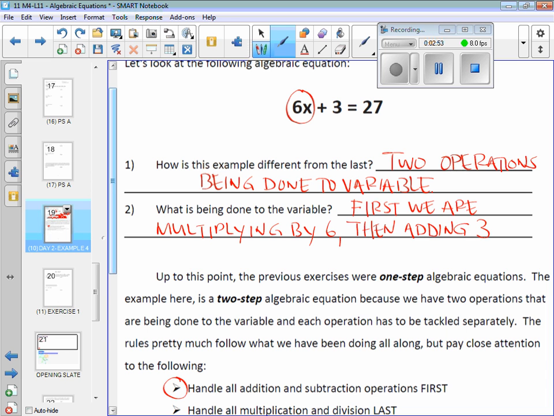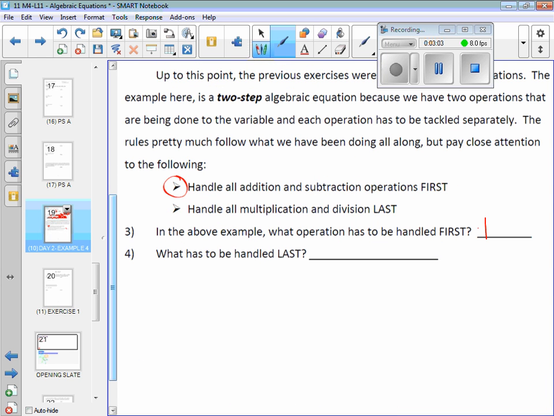Joe. Reverse PEMDAS. You've got to handle the plus 3 first. That gets written here. Now how we handle that will be by doing inverse operation. We haven't gotten to that yet. What would have to be handled last?